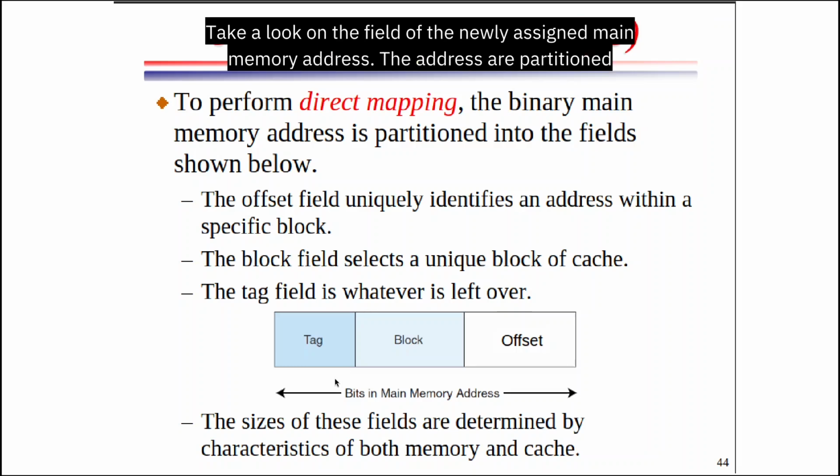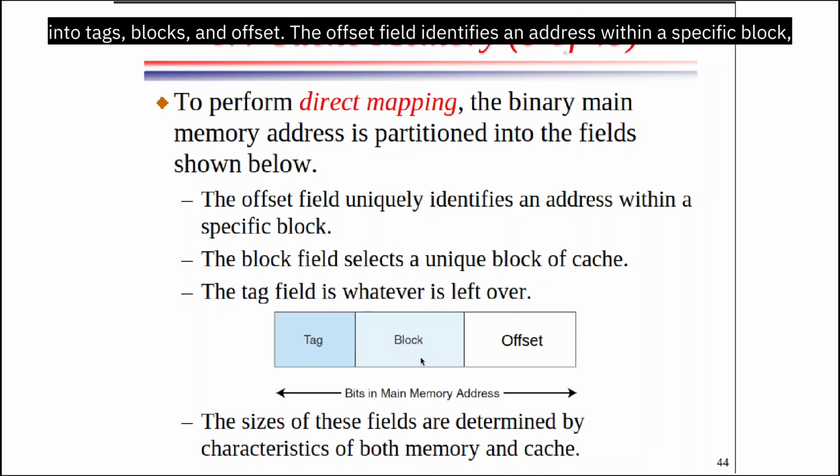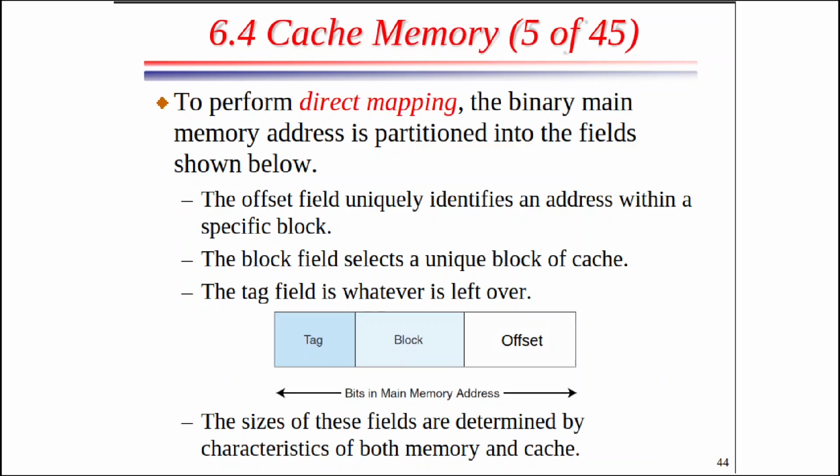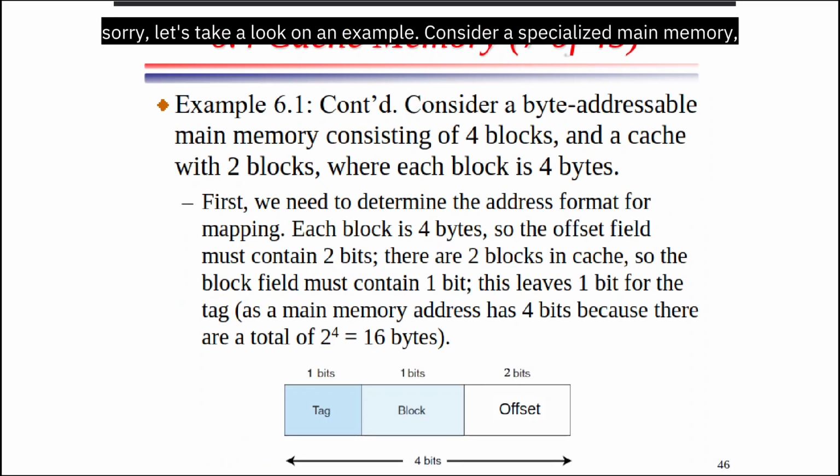Take a look at the fields of the newly assigned main memory address. The address is partitioned into tag, block, and offset. The offset field identifies an address within a specific block, and the block field selects the unique block of cache, and the tag is what is left. With this, let's take a look at an example.